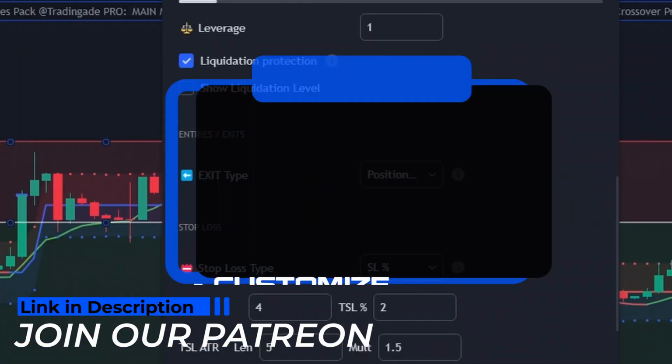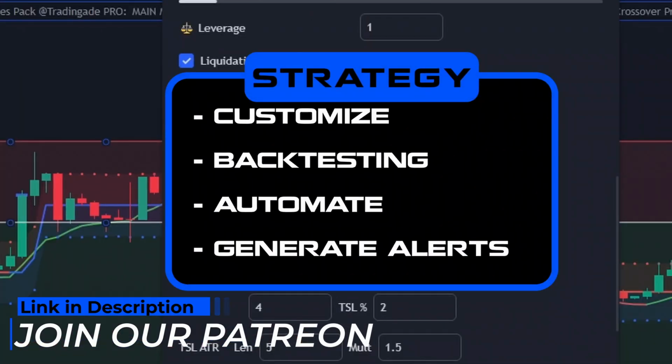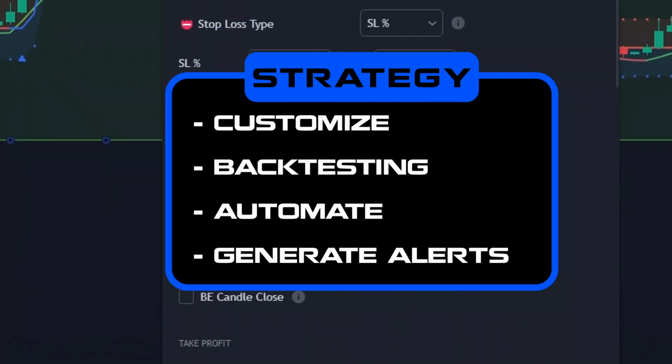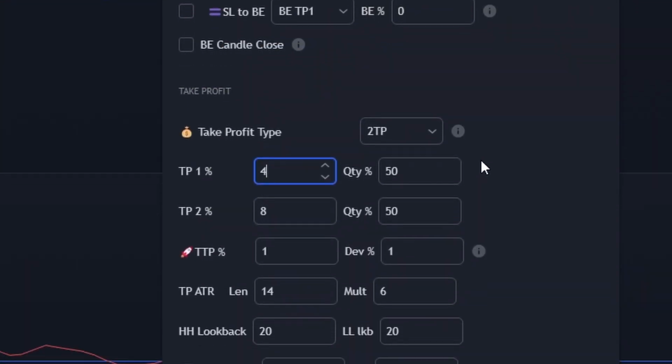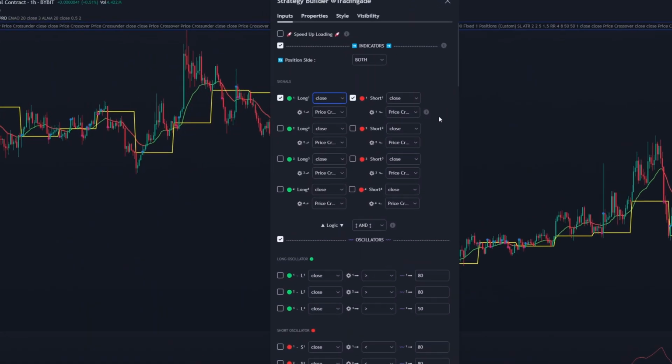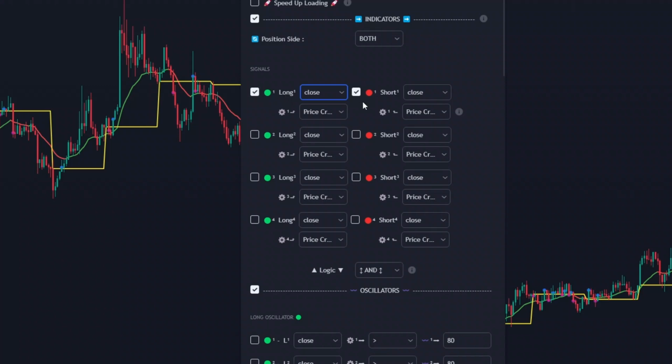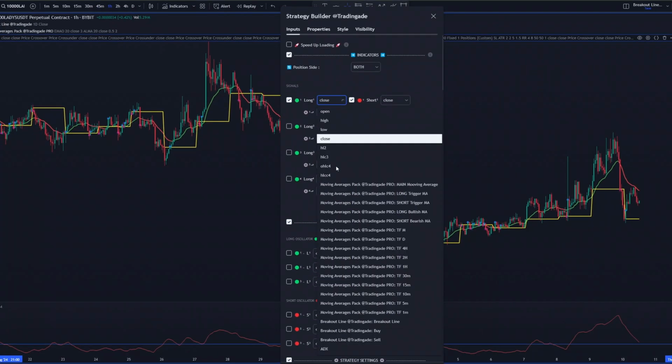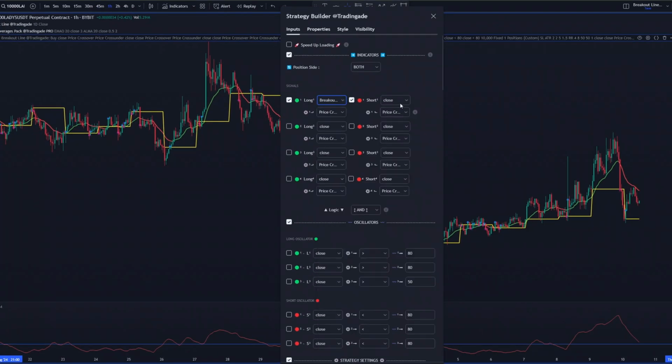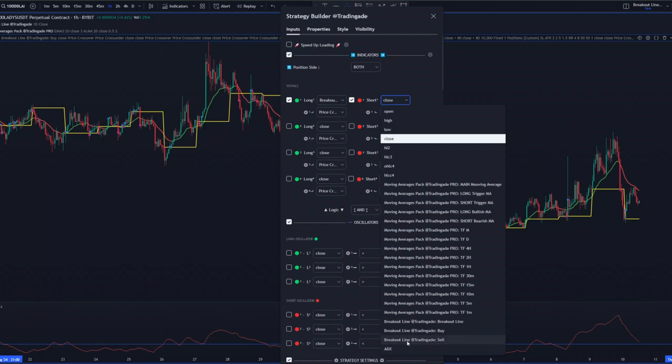We can backtest, automate strategies, set up alerts, and do all this cool stuff with just 2 clicks. Let's start by configuring our main entry signals. We have already turned on 1 signal for long and 1 signal for short. We just need to select breakout line buy signal. For the short side, we're gonna select breakout line sell signal.